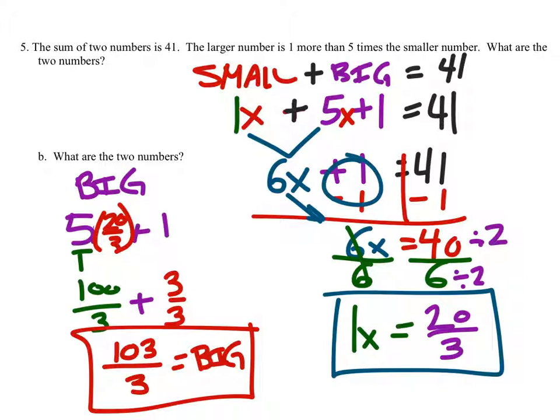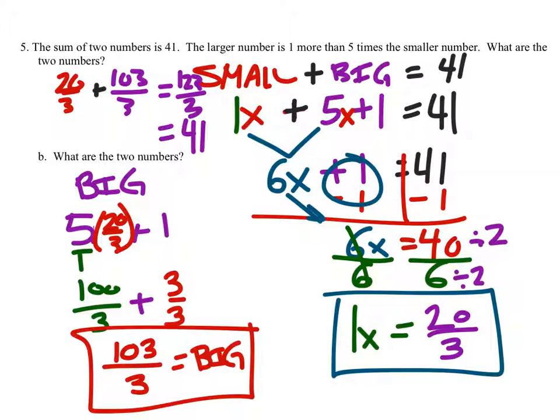Now we should check. We got the small number, which is 20/3. And if I add the big one, which is 103/3, then I should get 123/3, right? And if I put that into a calculator, I should get 41, which it does, because the sum of the two numbers was 41.